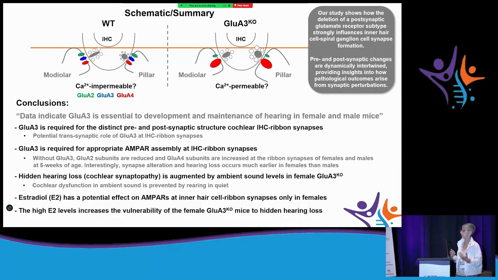So in here, I've been trying to tell you that the lack of a gene affects females and males differently. It affects synapse formation, and sometimes the defects that we detect will lead to hearing loss. And that will potentially be more pronounced in the females. That is something that I'm really looking forward to learning more about, but we know that ambient sounds contribute to that, and estradiol also seems to be contributing to the increased vulnerability of this GRIA3 female KO.